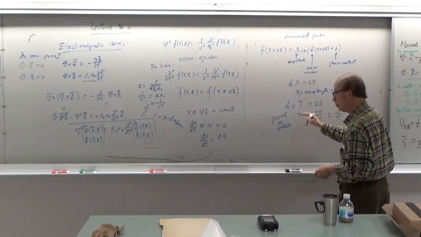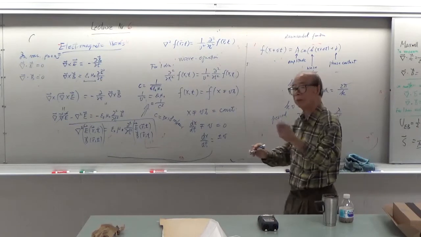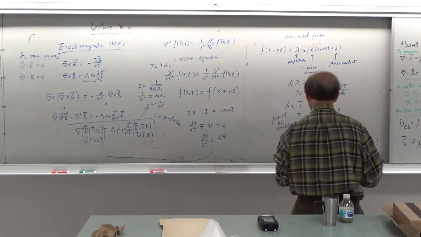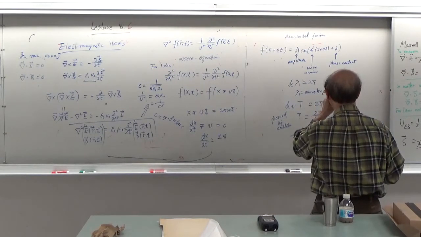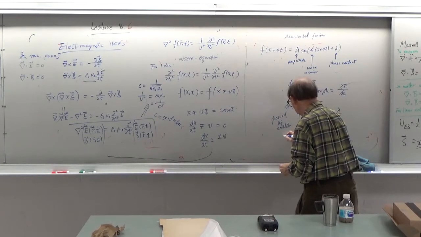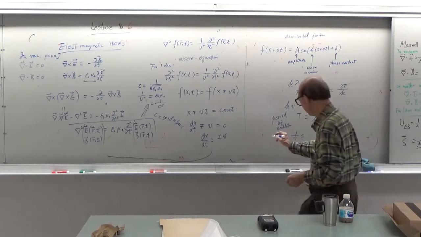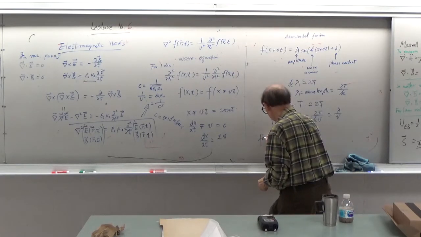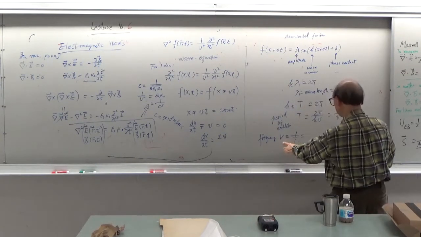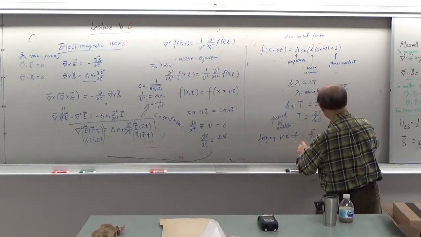Now, the reciprocal of the period, 1 over T, gives you the number of oscillations per unit time. This is denoted by nu, and this is the frequency of oscillation. And nu is equal to 1 over T, so that is v over lambda.